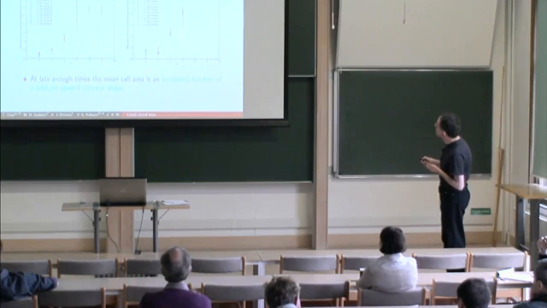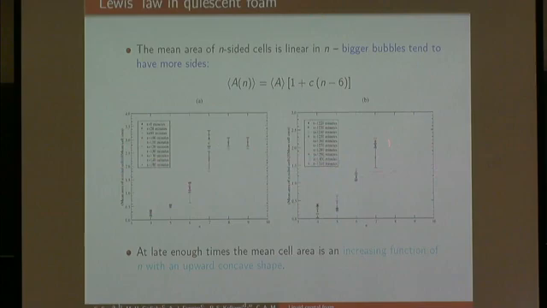So, well, you can try and see a linear relationship there, but frankly, it's just 3 points. It's just n equals 5, 6, and then 7. And again, there's a clear concavity, there's a clear upturn there, which again you see if you do this kind of statistics for ordinary soap foams.